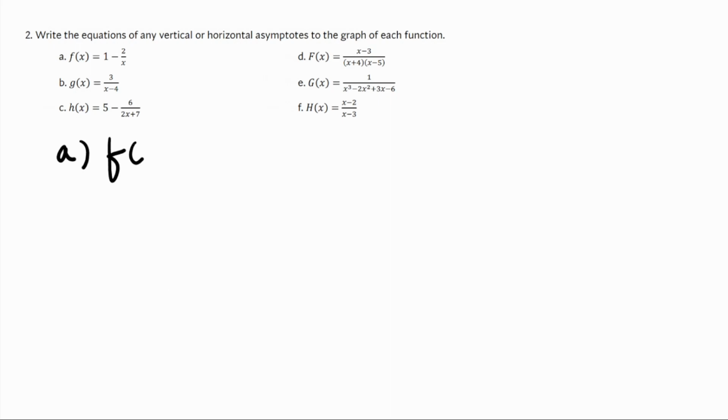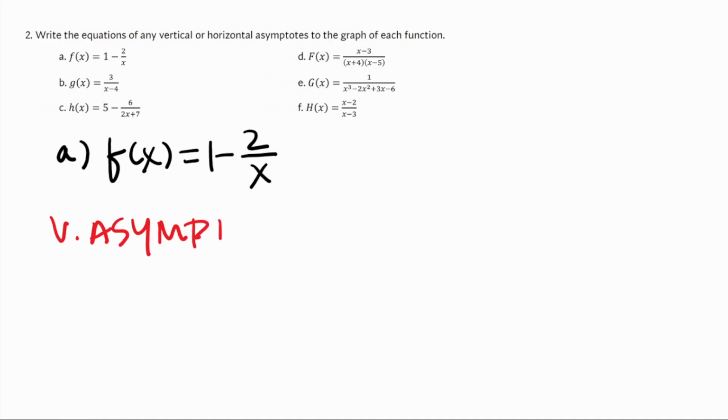First one's f of x equals 1 minus 2 over x. And we're going to say, all right, a vertical asymptote, that'll be x equals 0. Okay, it's an x value that causes division by 0. And the horizontal asymptote will be at y equals 1.